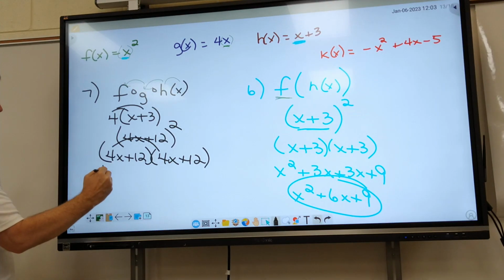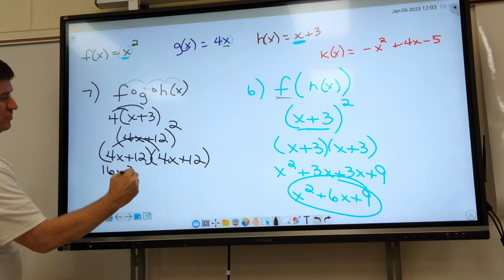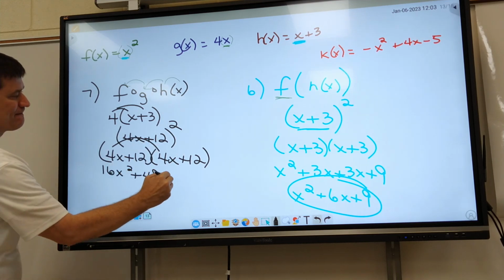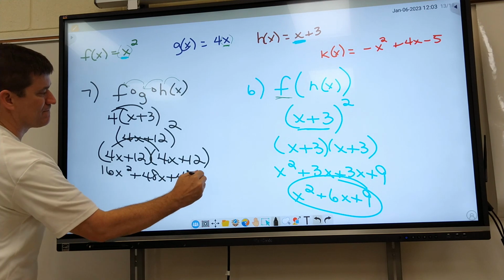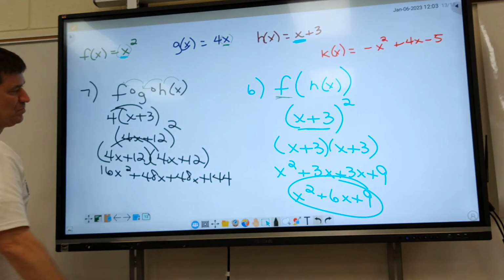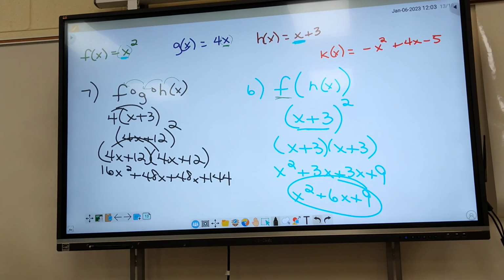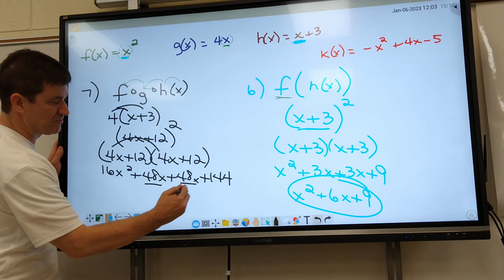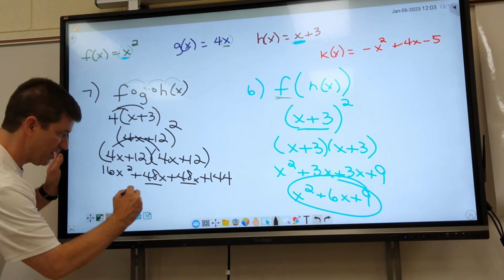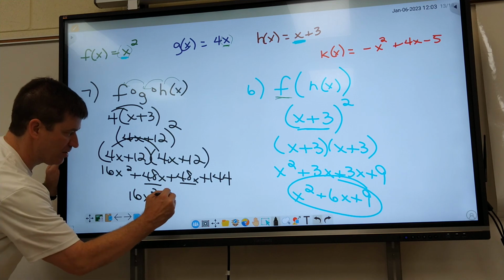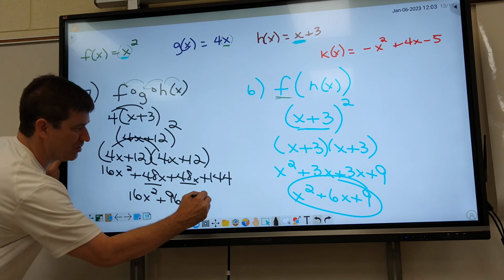Four times 4 is 16. 4 times 12 is 48. Numbers are bigger on this one, but it's still all the same stuff. Somebody add up what's 48 plus 48. So the answer is 16x squared plus 96x plus 144.